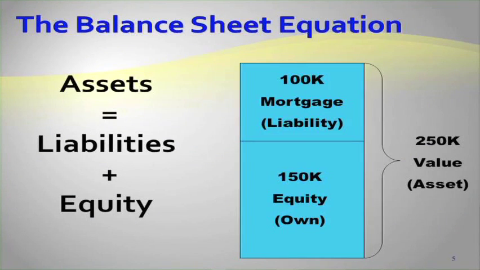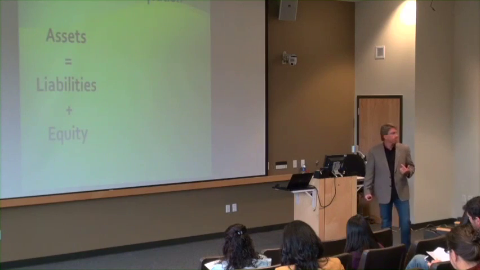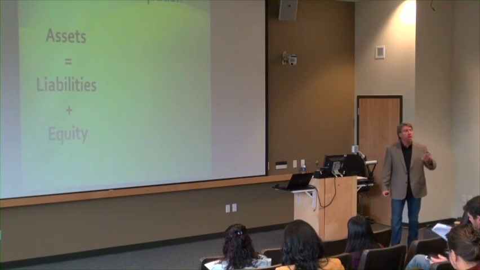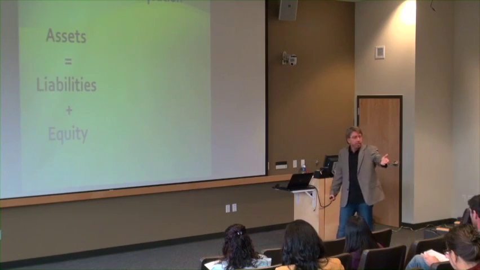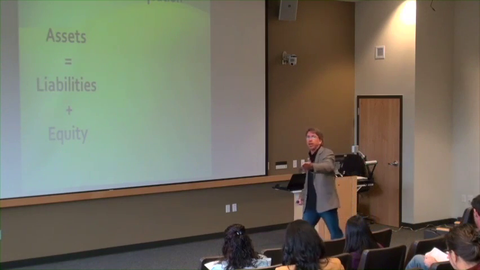First one is the balance sheet equation. Now the balance sheet equation basically says assets equals liabilities plus equity. In a business, what are assets? Cash on hand. Cash can be an asset. Good. Inventory. Inventory is an asset. What else?